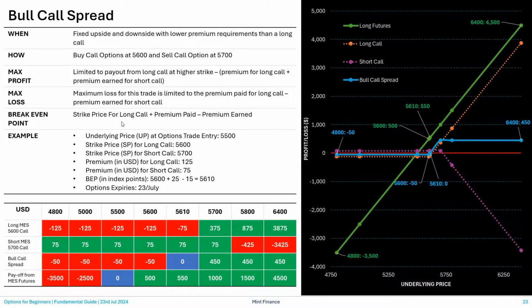So if we try to walk through this position a little bit, right? This is a combination of two positions. We're long a call option at 5,600.